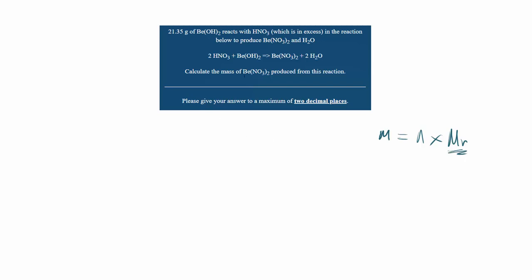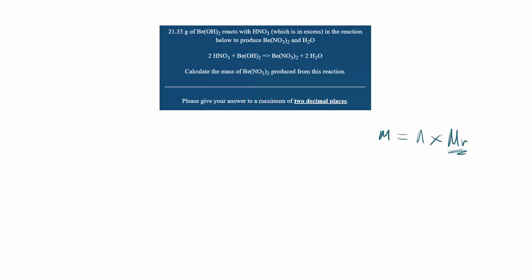And we can work out the molar mass of beryllium nitrate from the periodic table, but we cannot, at least not directly, work out the number of moles of beryllium nitrate for this specific question. But we've been told that the mass of beryllium hydroxide is 21.35, and that the other reactant, the HNO₃, is in excess. So we know that the beryllium hydroxide is the limiting reagent in the reaction. Based on that, the beryllium nitrate that's going to be produced is contingent on the mass of beryllium hydroxide that was reacting.